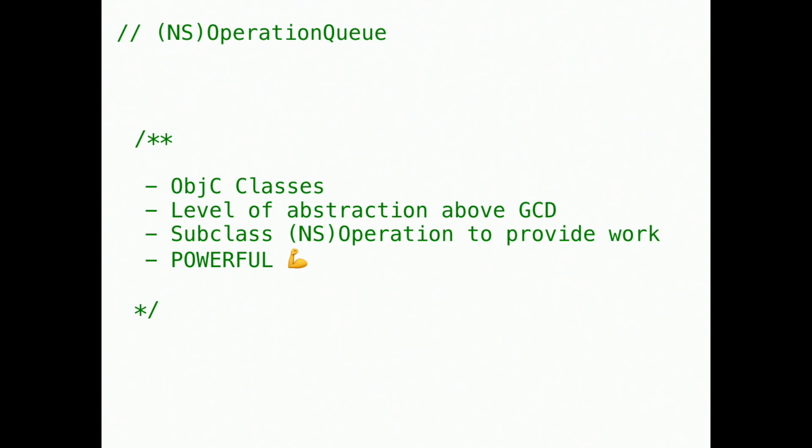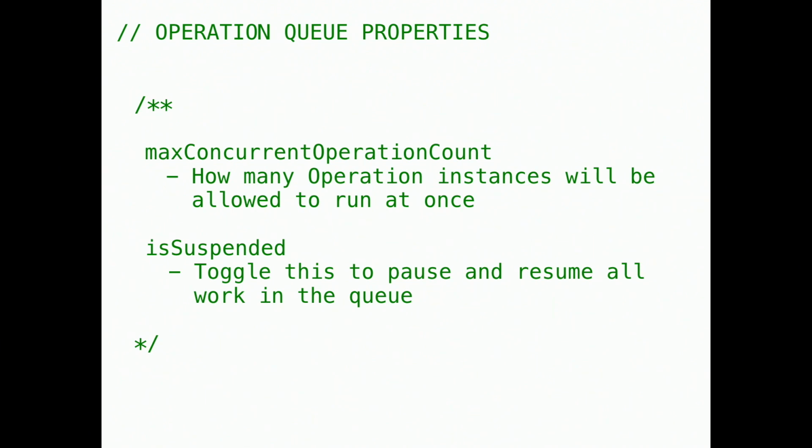These classes are really powerful in the kind of dependency hierarchies of work that they allow you to express. So let's see how they do that. There are some properties on an operation queue that you can set. The first that I'll mention is the max concurrent operation count. This is how many operation instances will be allowed to run at once.